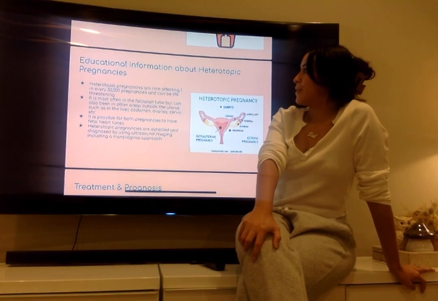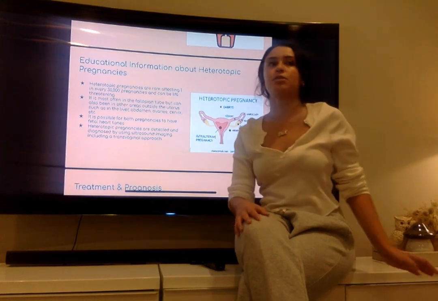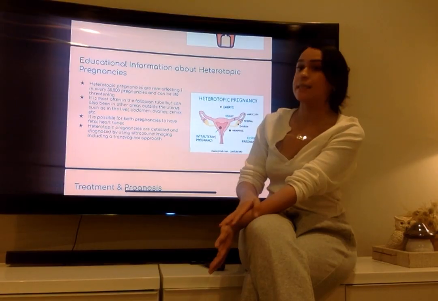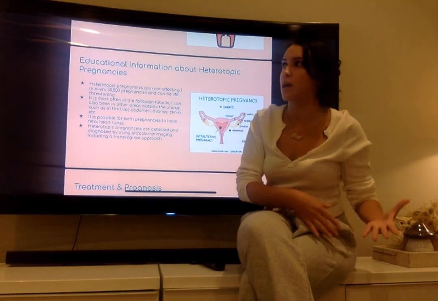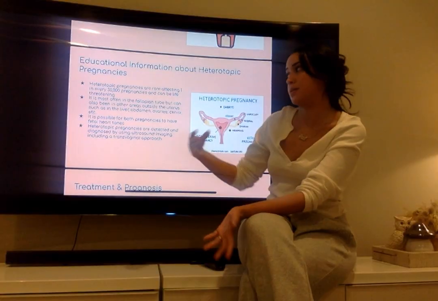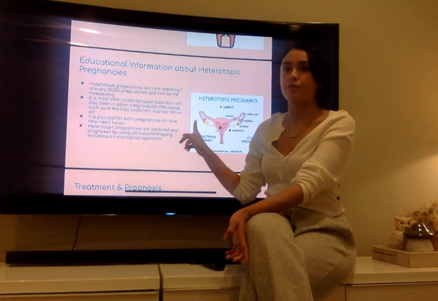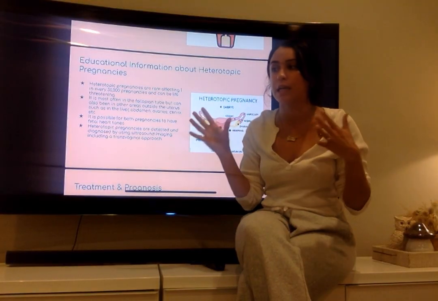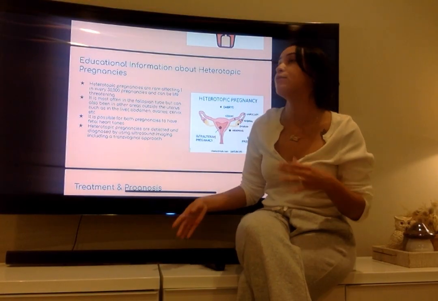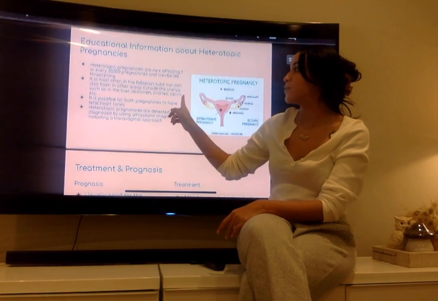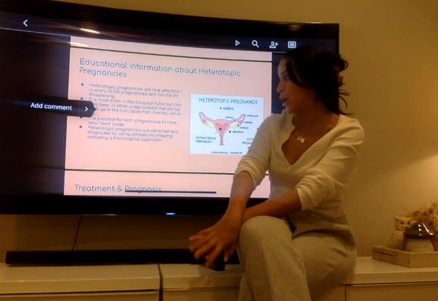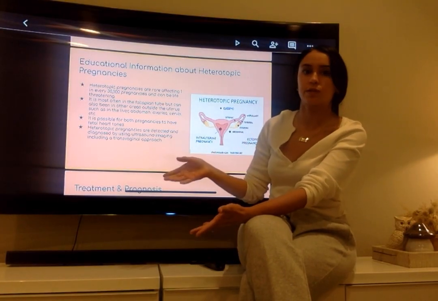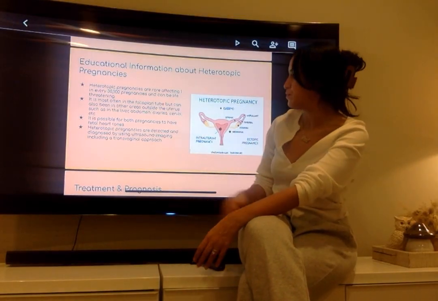Some educational information about heterotopic pregnancy. Like I said, these are extremely rare. It only happens in about 1 in every 30,000 pregnancies, and it can be life-threatening because you have that ectopic pregnancy where it's not supposed to be and it's not supposed to grow. It's most often in the fallopian tube, but like I said, it could also be anywhere in the abdomen. It could be in the adnexa, the ovary, anywhere like that. And it is possible for both pregnancies to have fetal heart tones. We can diagnose and detect these heterotopic pregnancies with ultrasound, so transabdominal and transvaginal.